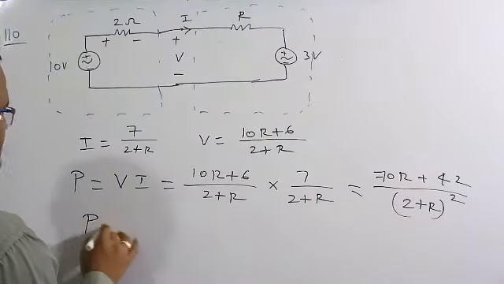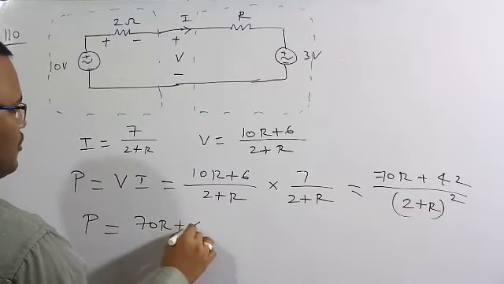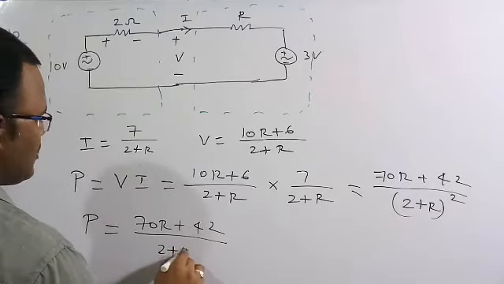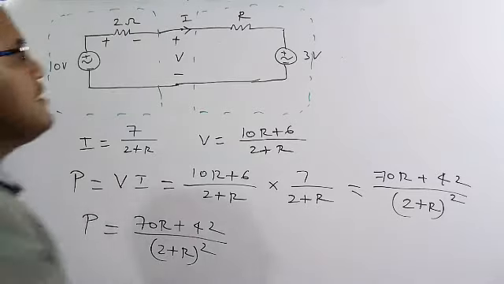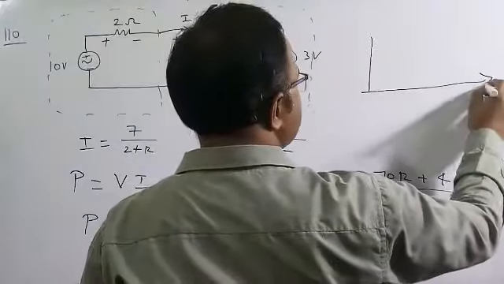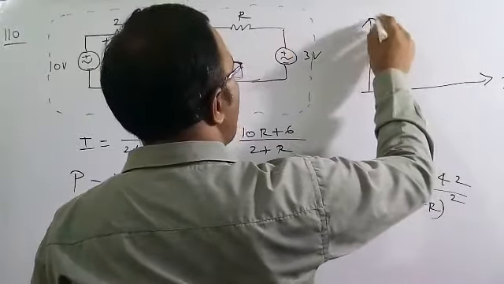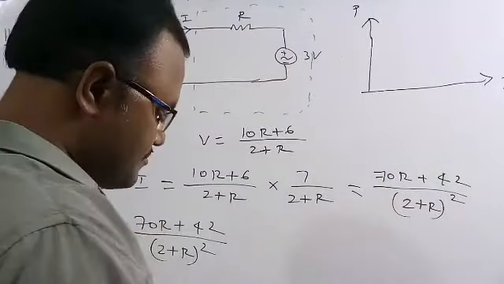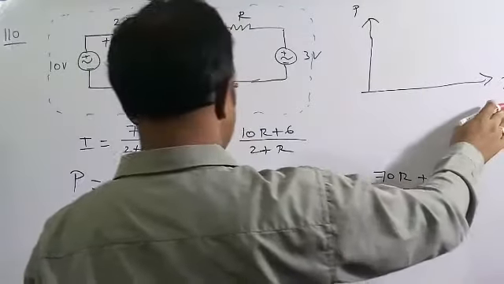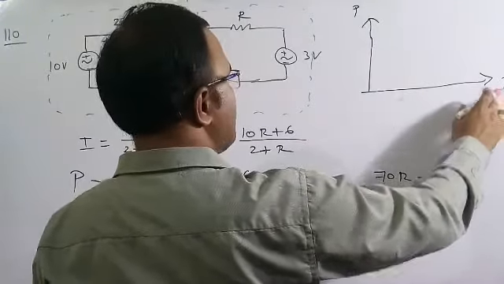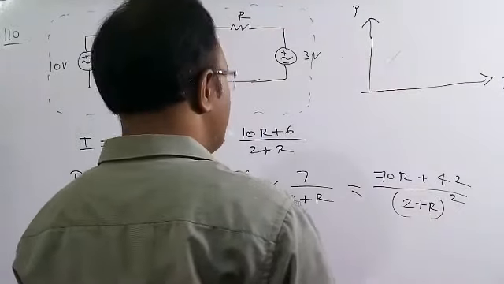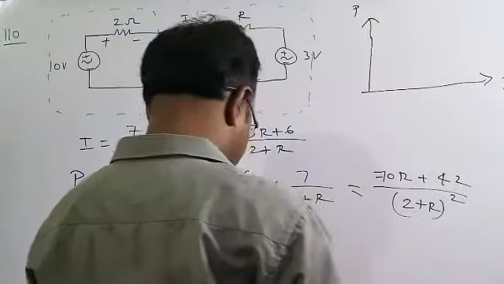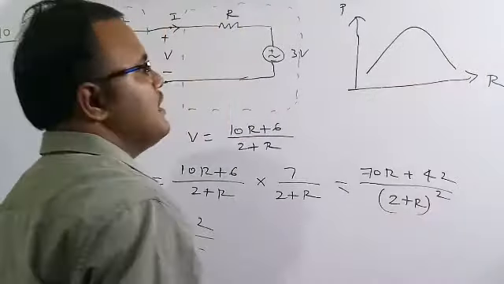So therefore P is equal to (70R + 42)/(2 + R) whole square. Now we need to figure out at what particular value of resistor this power has to be a maximum. Suppose this is the resistor R on the x-axis and this is the y-axis P. If you vary R from 0 to infinity, then the curve will be like this, in this down parabola fashion.